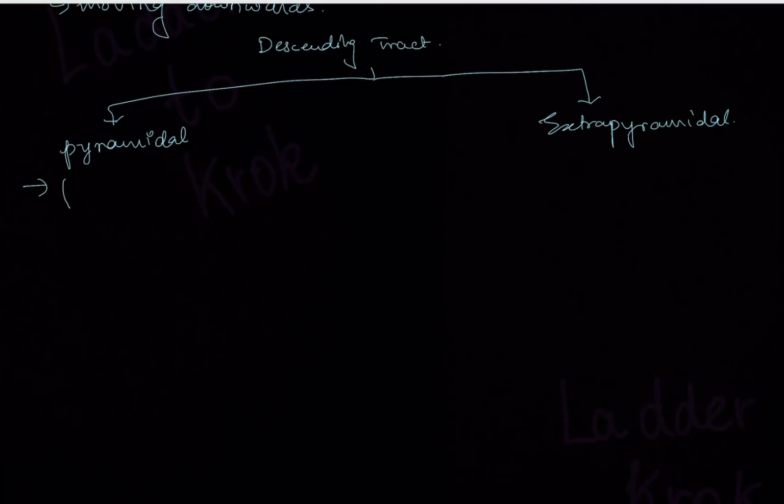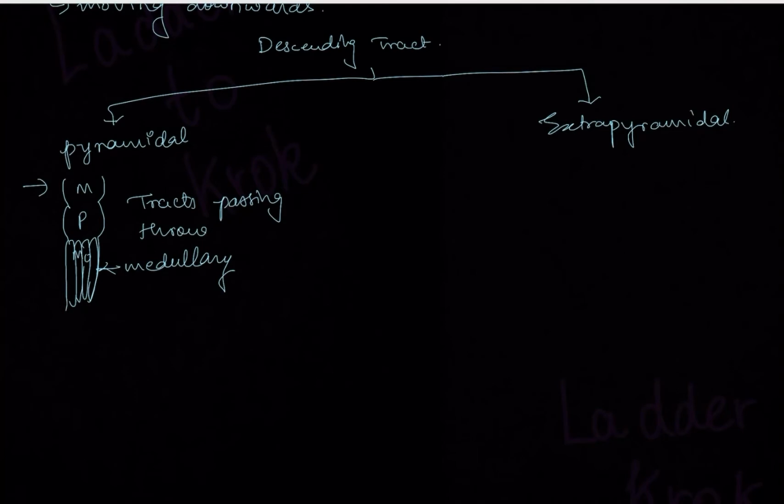You have the brain stem: midbrain, pons, medulla oblongata. Now this medulla oblongata has structures like these, which are known as medullary pyramids. The tracts passing through the medullary pyramids are termed pyramidal tracts.